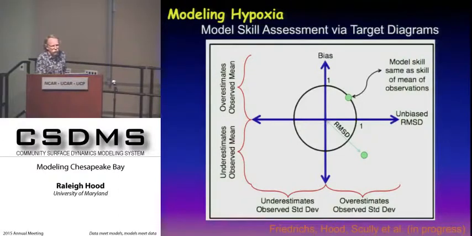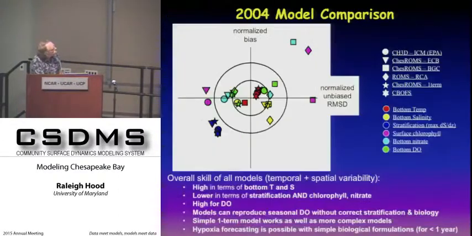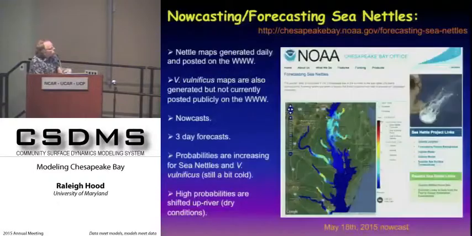I know that's a lot of information in a short period of time, but I'm only going to show you one plot. This is a summary of a whole bunch of model simulations for a variety of parameters, including temperature, salinity, stratification, chlorophyll, bottom nitrate, and bottom DO. To make a very long story short, in these model intercomparisons, in terms of both time and space, we find that these hydrodynamic models, and we're testing multiple hydrodynamics, all have good, high skill in terms of bottom temperature and salinity. We're interested in the bottom particularly because that's where the hypoxia is.